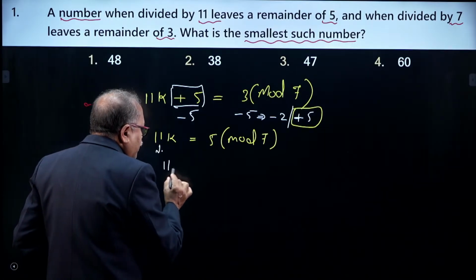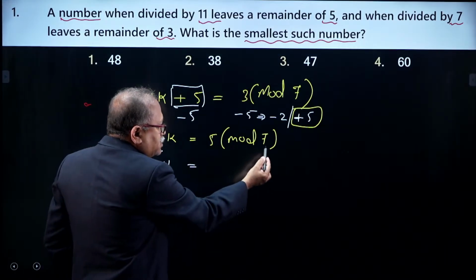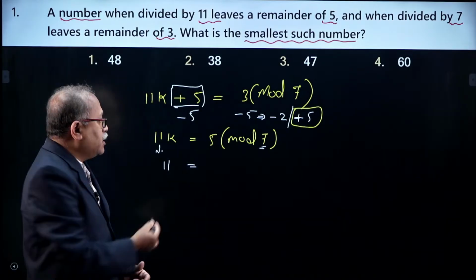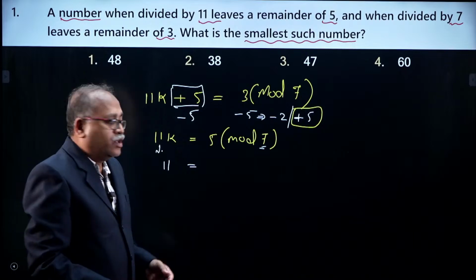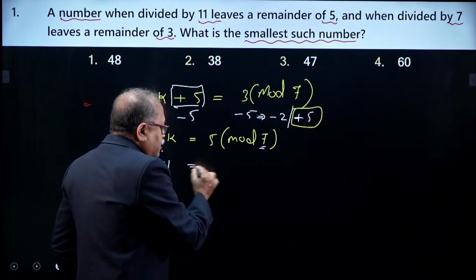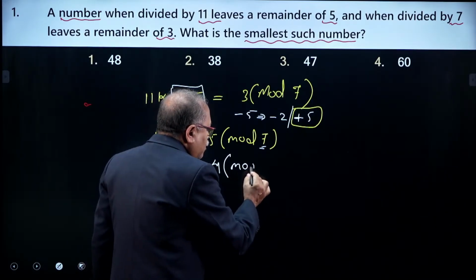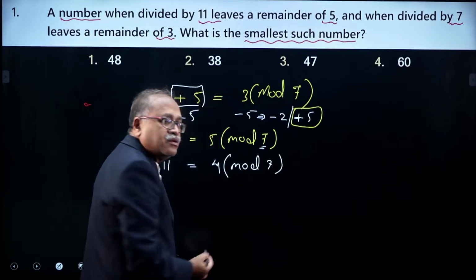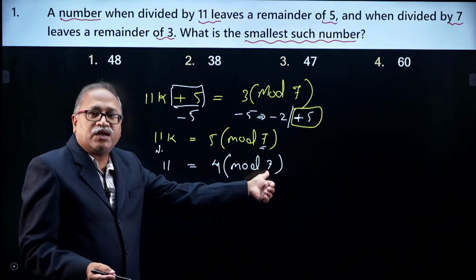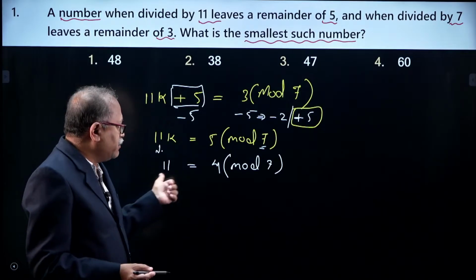This 11 I can write in the form of 4, this is 7, right? So this is how much more than 11? 4. 11 is how much more than 7? 4. So when 11 is divided by 7, the remainder will be 4. So I can write 11 as 4, remainder of modulus 7. So suppose here it is 1. So 7 into 1 is 7, and 7 plus 4, the remainder, plus 4 is 11.